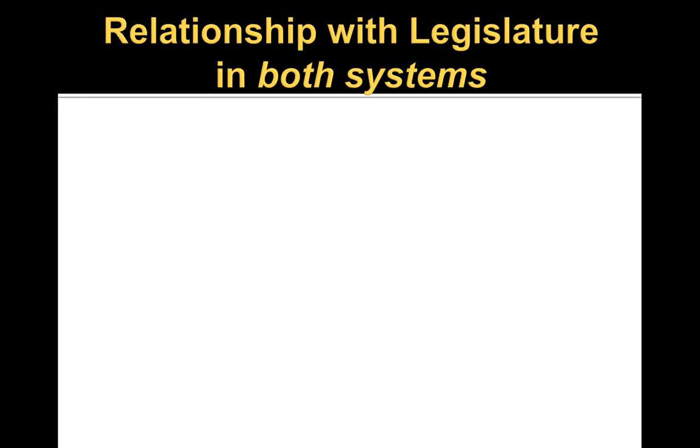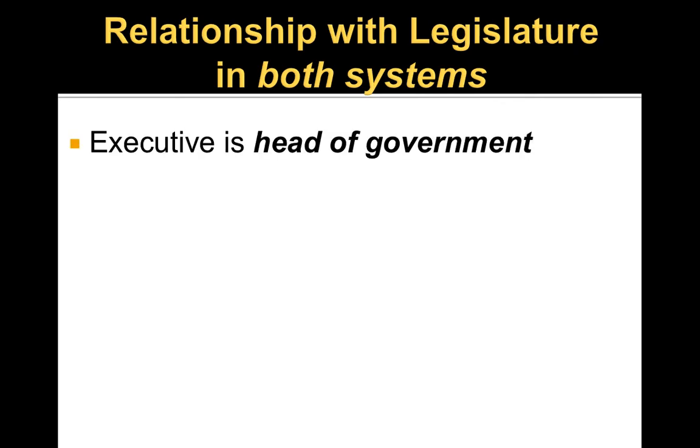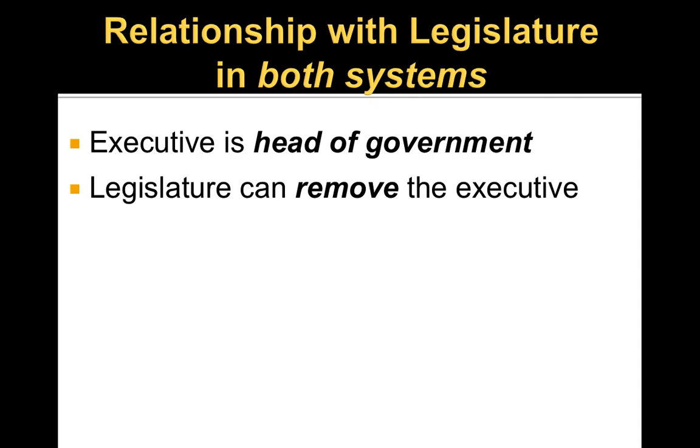Okay. So, the relationship with the legislature in both systems. This is kind of interesting. Even though they're very different, there are some things that are similar. The executive is the head of government. In the case of the presidential system, it's the president. In the case of the parliamentary system, it's the prime minister. In both cases, the legislature actually can remove the executive: a vote of confidence in the parliamentary system, or, as we talked about in class, the ability to impeach the executive or remove the executive, the president, from power. The Congress or the legislative branch in the presidential system has that power.